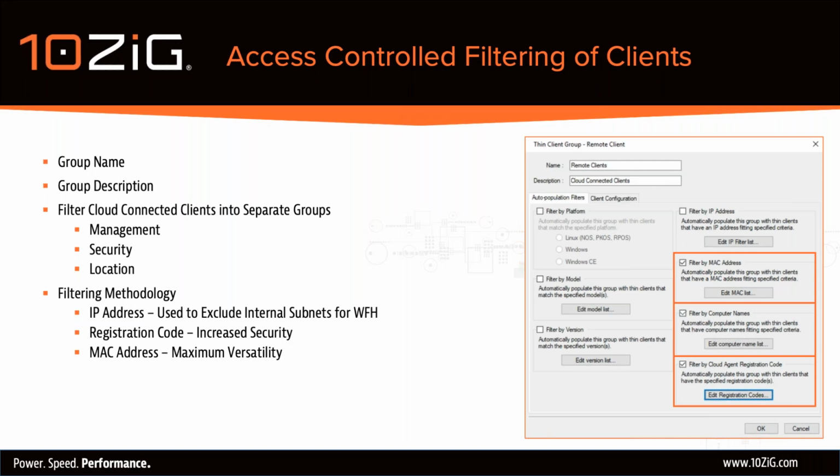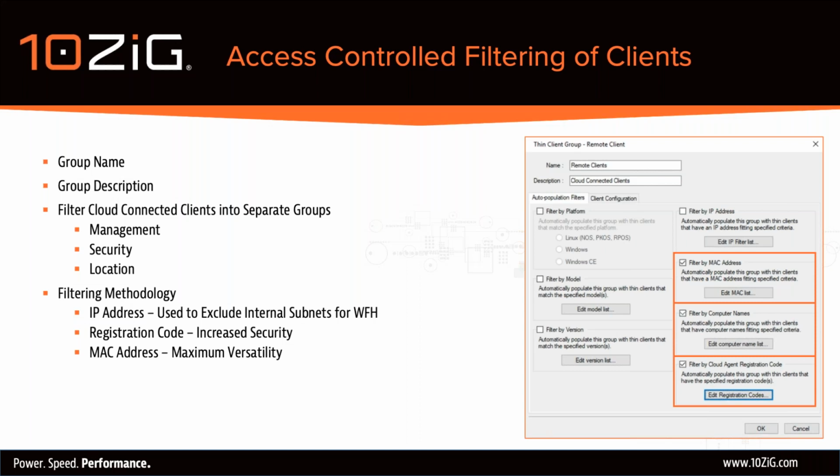These are not OR filters. So each filtering regimen that we assign to the units in here has to be adhered to in order for that unit to become a member of the group. By using these three filters together, we now have specified that it has to be included in the MAC address list, it has to be included in the name list, and it has to have the registration code. You can go beyond this to also require specific IP address ranges, specific platforms, or again, models or firmware versions.